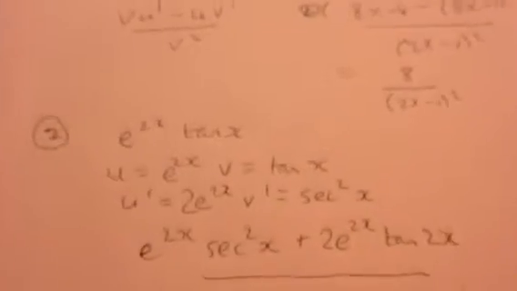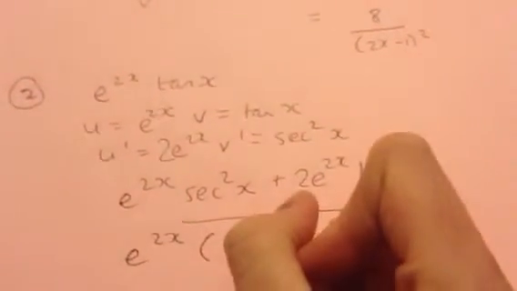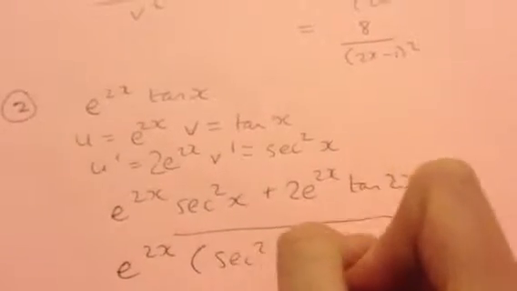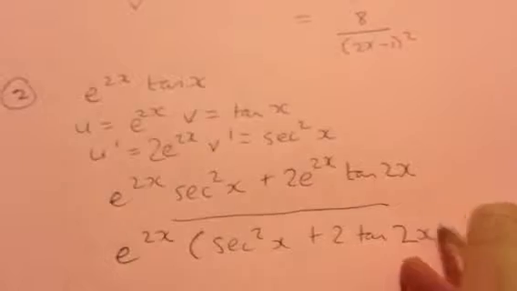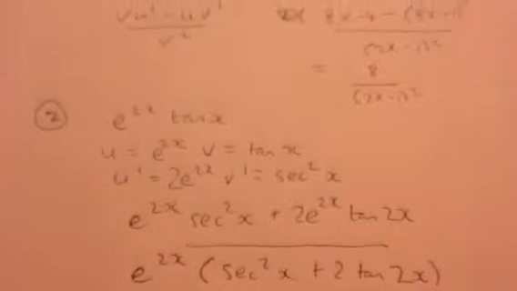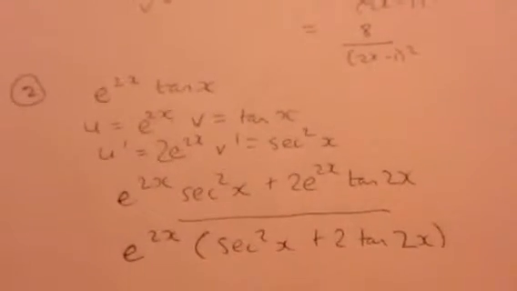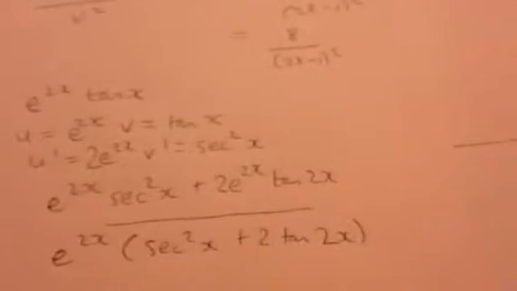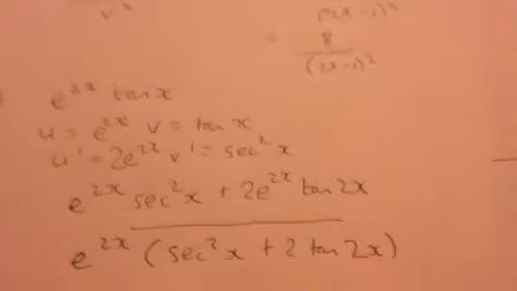Now if I had to solve that equal to nothing, then what you would do is factorise e to the 2x out to get that, and then solve equal to nothing, and that will be a stationary points question. Now obviously e to 2x can never be nothing because the range of it is always greater than nothing. So you would basically be solving sec squared x plus 2 tan 2x equals nothing.